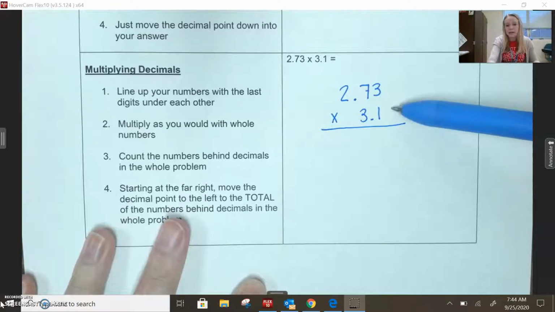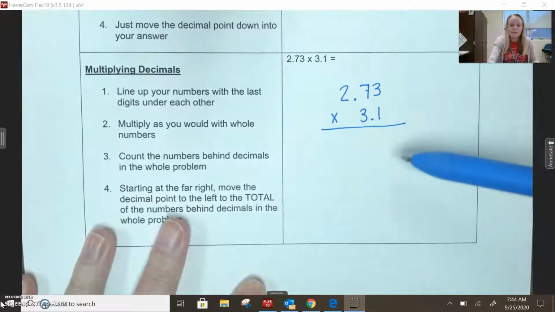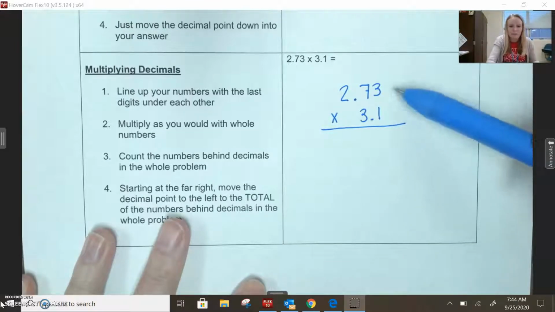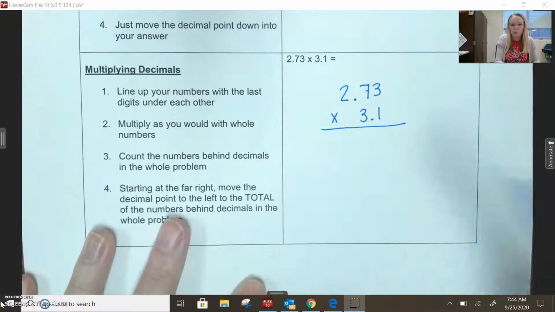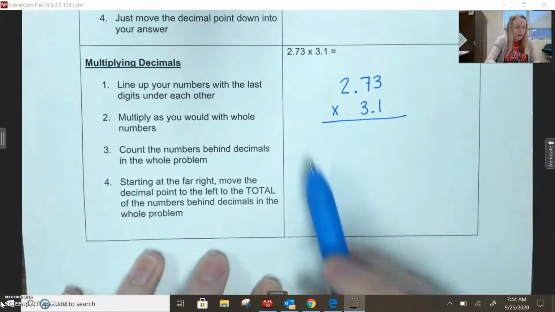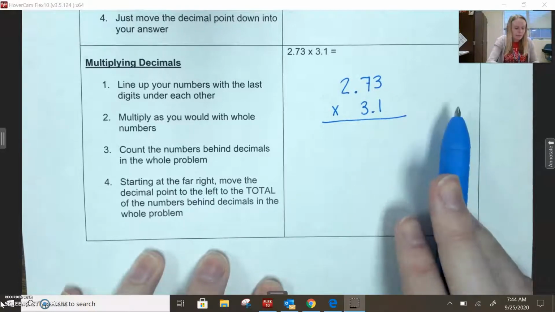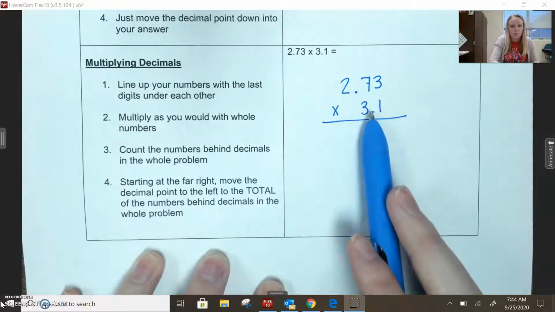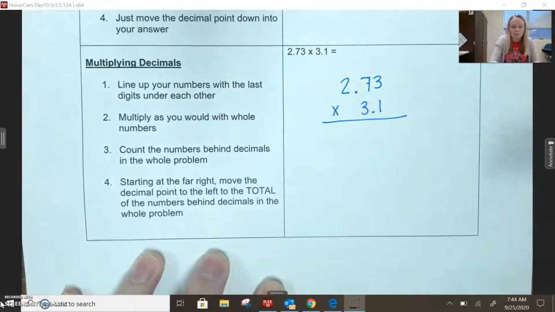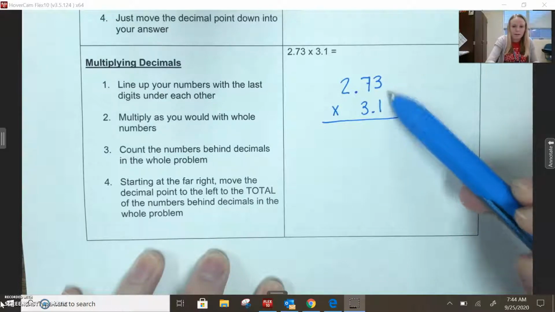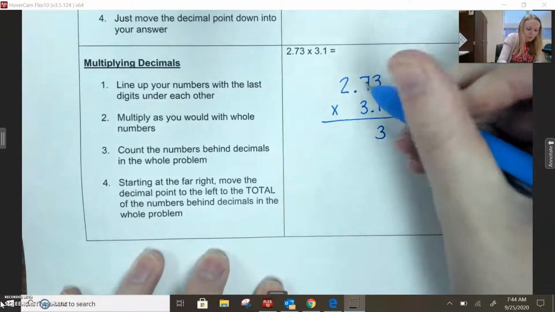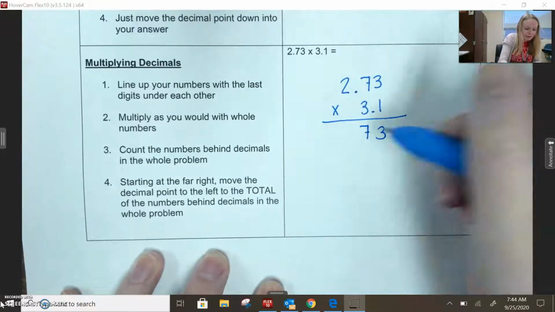I could technically put a 0 here and line up my decimals, but it's an extra step that's unnecessary because 0 times anything is going to get you 0, and then you'd have a whole row of zeros to add here. So all you have to do is line everything up on the right side, and then multiply like you would with whole numbers. We're going to ignore the decimals for now and just multiply everything out. So we're going to have 1 here multiplied by everything in the top row. 1 times 3 is 3, 1 times 7 is 7, and 1 times 2 is 2.